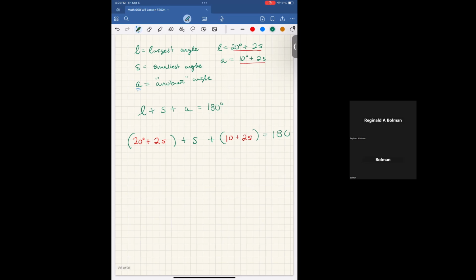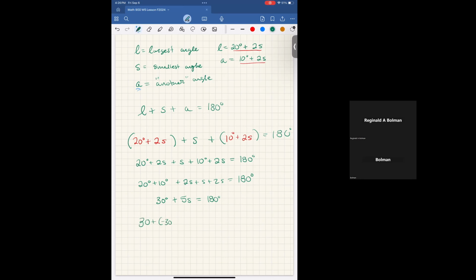Okay, use the associative law to remove the parentheses in this particular problem statement. So we're going to have 20 degrees plus 2s plus s plus 10 degrees plus 2s is equal to 180 degrees. Let's use the commutative law now to move our like terms with like terms. We have two 2s's, an s, a 20 degrees, and a 10 degrees. Well, 20 plus 10 gives you 30. 2s plus s is 3s, plus another 2s gives you 5s. I hope everybody sees that we now have a linear equation of one variable, two-step problem statement.